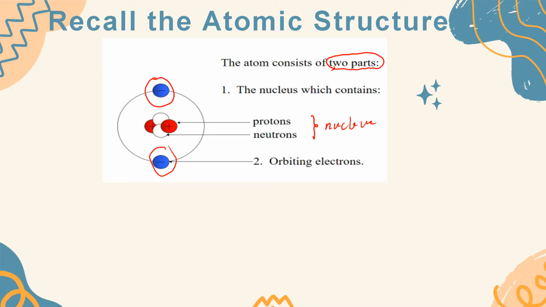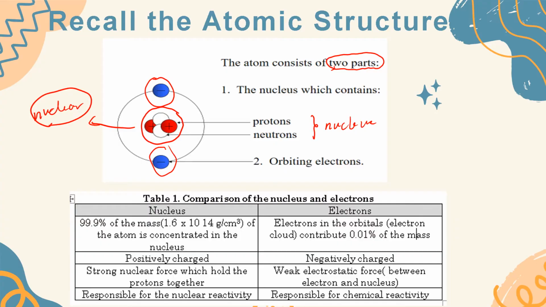In nuclear chemistry, we talk about the nucleus. That's why it is nuclear, because we talk about the nucleus here. So, tapos na tayo sa electrons, we move on to the nucleus. That is nuclear chemistry.